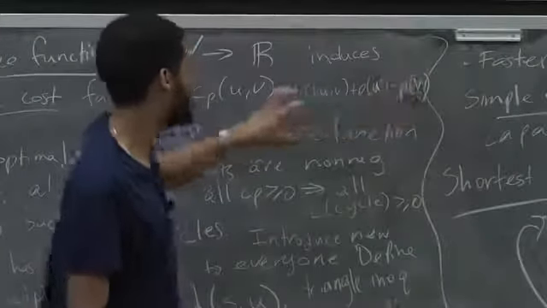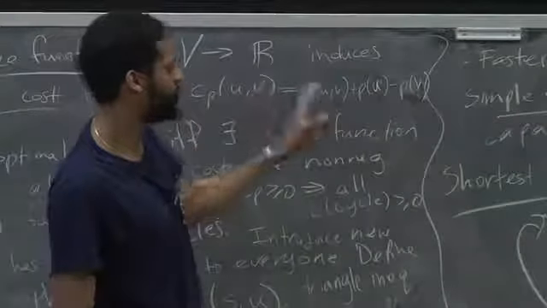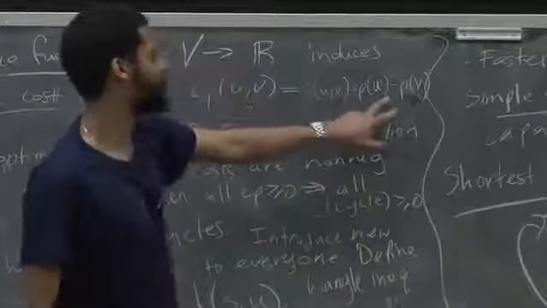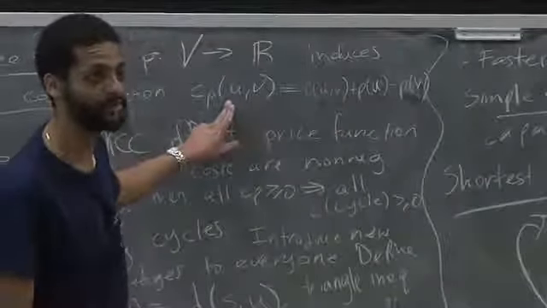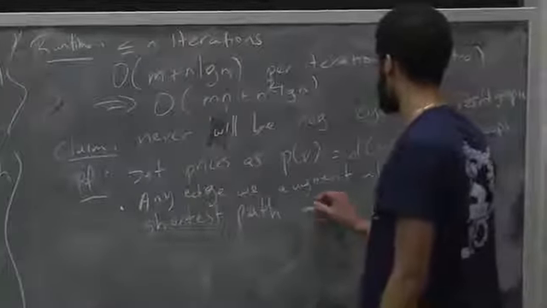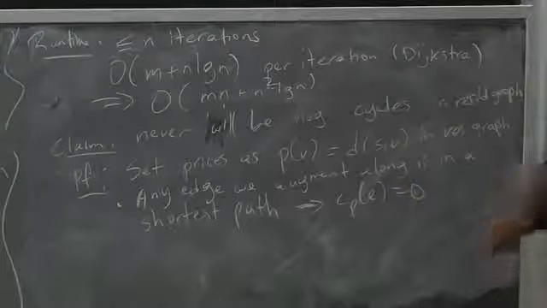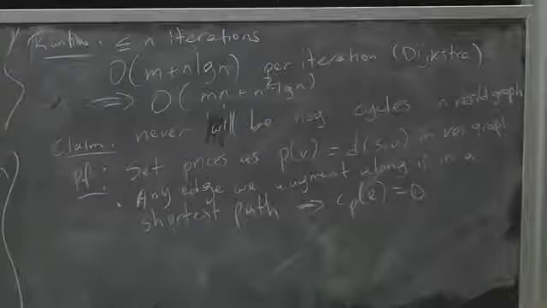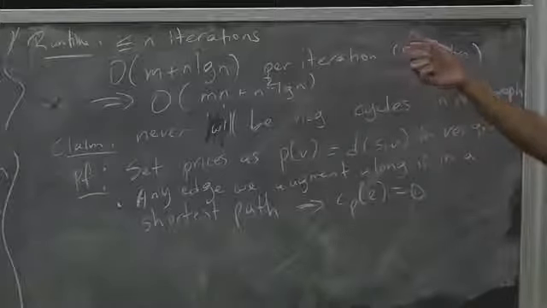If UV is part of the shortest path to V, then the distance to V is equal to the distance to U plus the cost of the edge UV, which means that the reduced cost is 0. So any edge we augment along is in the shortest path, which implies that its reduced cost is 0. And when we augment along it, that means that it's saturated, because it's a unit capacity graph, and the reverse edge will be put in the residual graph with negative cost. But negative of 0 is 0.